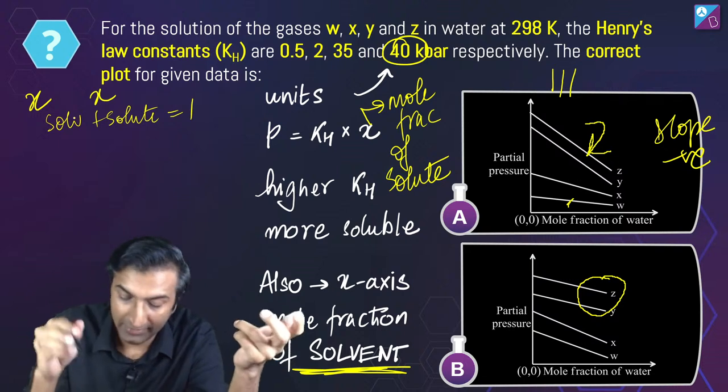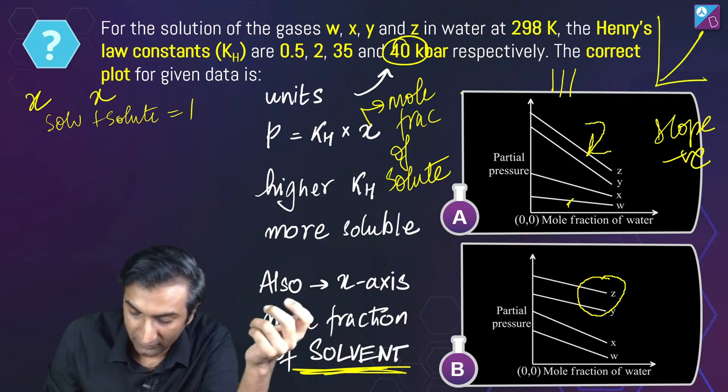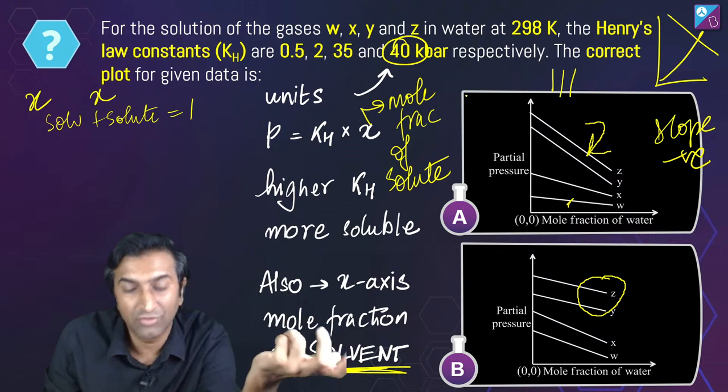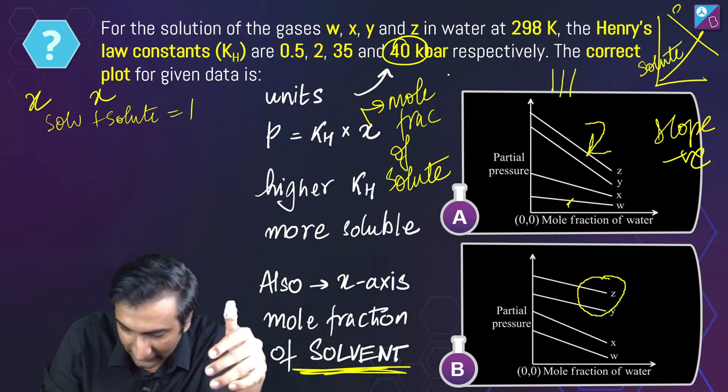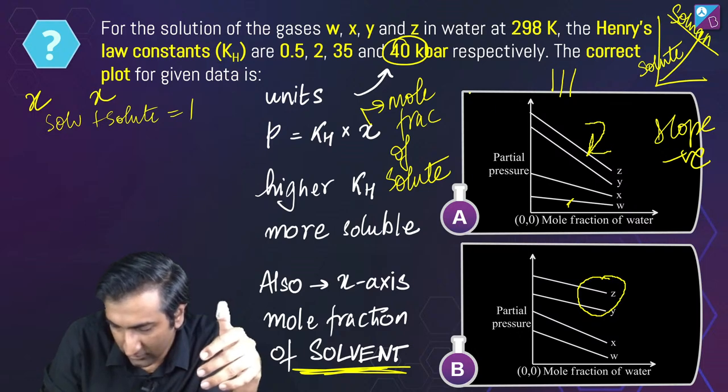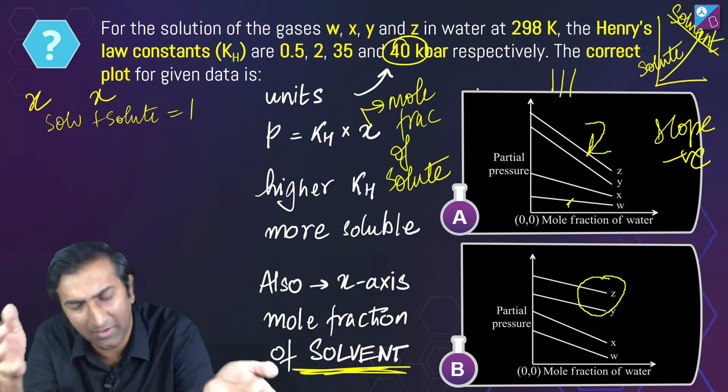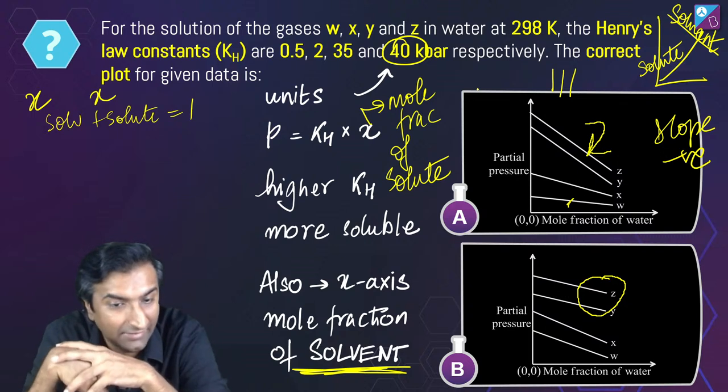So, if the solvent's graph looks like this, then the solute's graph will look like this. Sorry. If the solute's graph looks like this, the solvent's graph will be the opposite. Okay. The slope is the same, but it will just become negative. Hence, A should be the right answer.